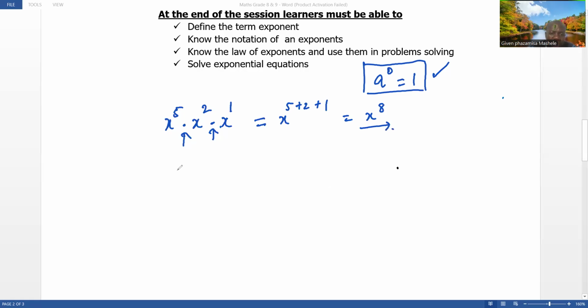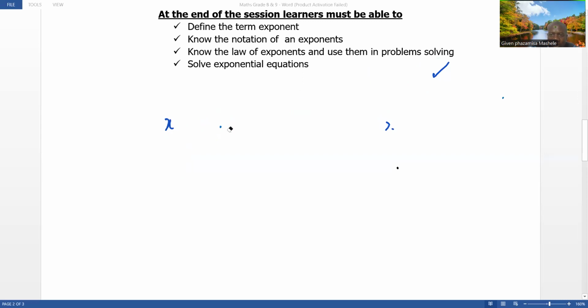Sometimes it's possible to use multiplication and division at the same time, but we'll talk more about that. Let me not complicate things. You just go through all the laws on your own and understand what I've just done here. It will be easier for you to solve the questions in the next video.